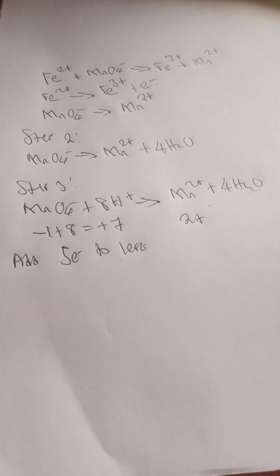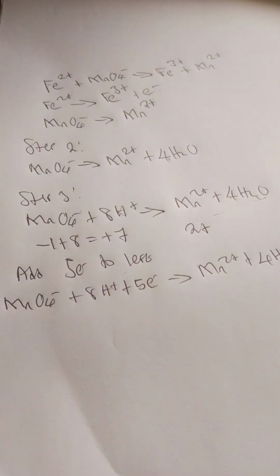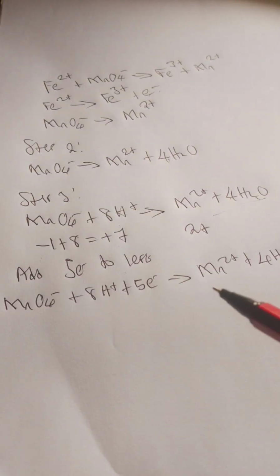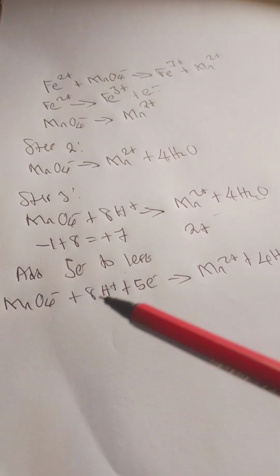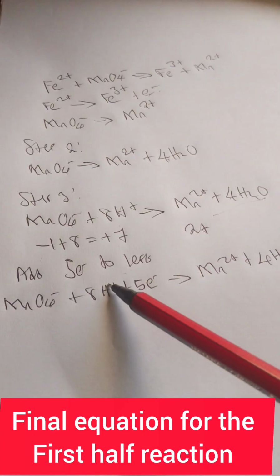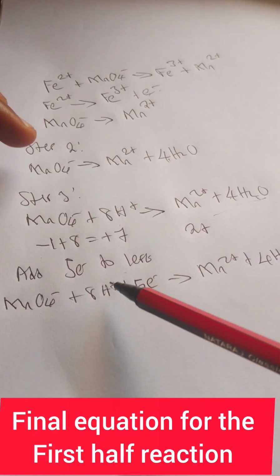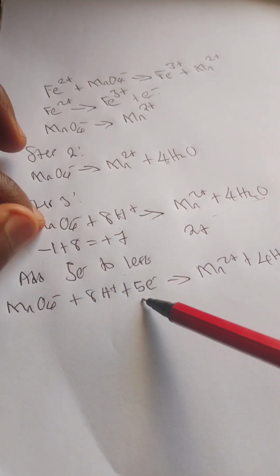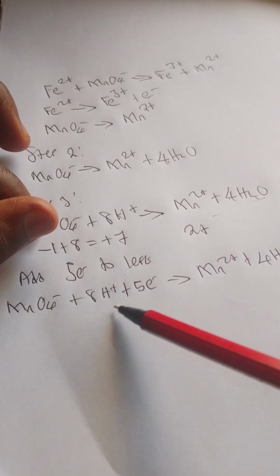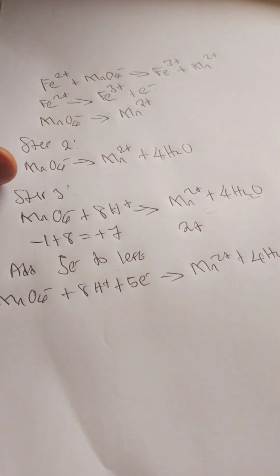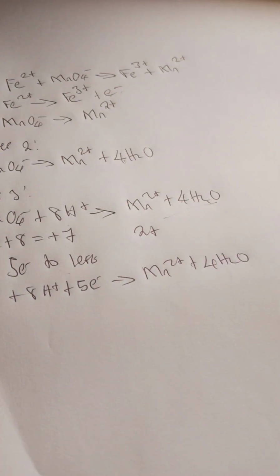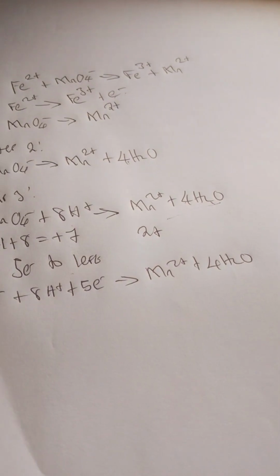So here is the final balanced equation. As you can see, we have just incorporated everything that we said. The first one is MnO4 negative plus 8H plus on the left side. That's what we did here. Then we also added 5 electrons to the left side. They are the ones we are seeing here. Then we also added what? Water to the right side. So now this reaction is for MnO4 negative.